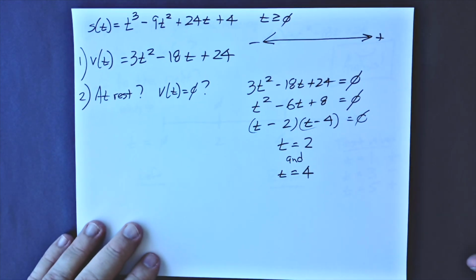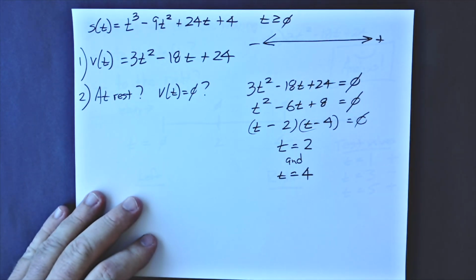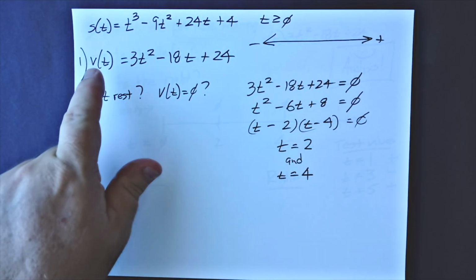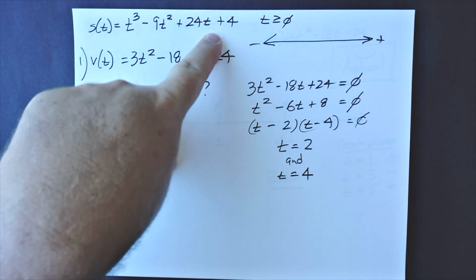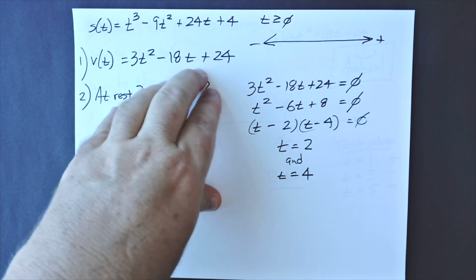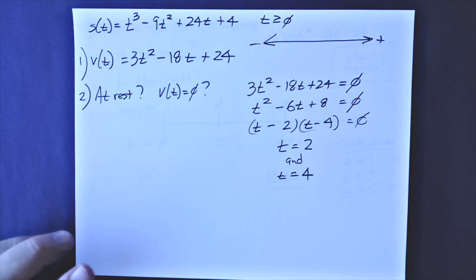Here is a different function, same scenario. I think the question here, I didn't write it down, just asked what is the velocity function for this? And that's just the first derivative, which we took right here. And then the second question is, when is the object at rest? Meaning, when is it not moving?